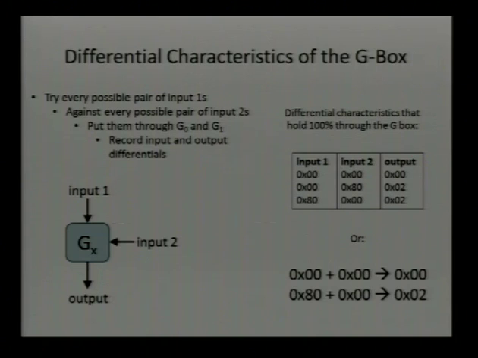I tried every possible pair of numbers that can go into input 1, every possible pair of inputs that can go into input 2, and then I tried X, X being 0 or 1. So a G0 box and a G1 box. I tried it on both. And I just recorded what's the differential on input 1, what's the differential on input 2, and what's the resulting output differential. What happens when you XOR the results together at the end? What do you get? And there were 2 properties that held through, 2 differential characteristics that always hold through this G-box.